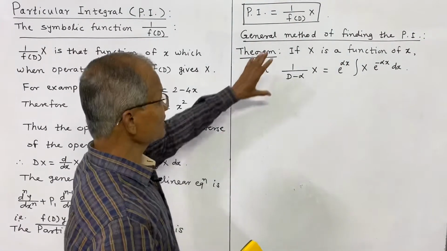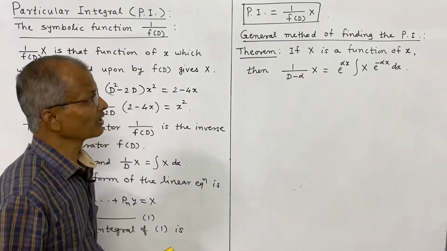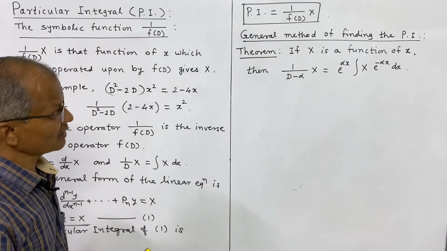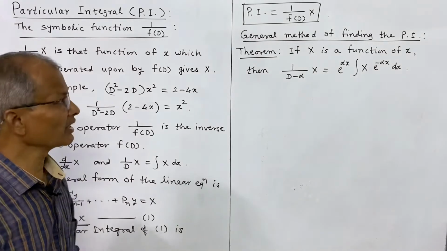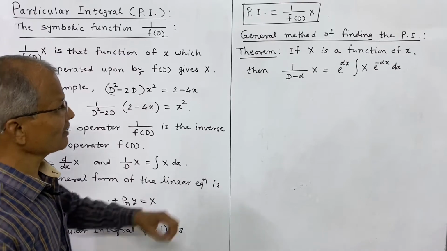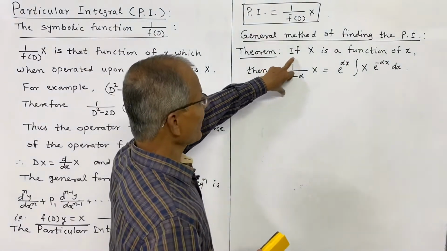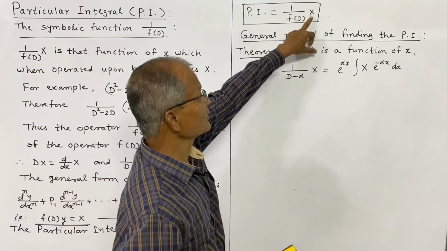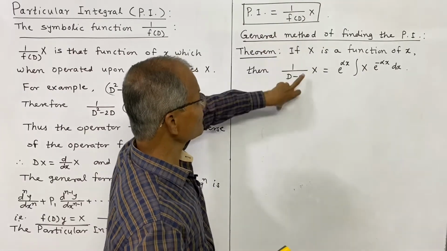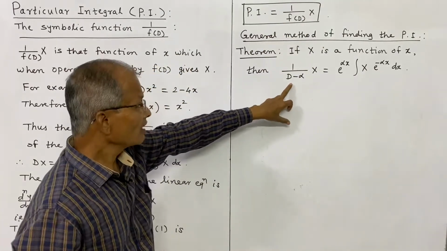Here first we shall see what is the general method to find the particular integral, and then we will see the short methods to obtain the particular integral. So this is the general method, which is stated by this theorem: if X is a function of x, then 1 upon this f of D, which we have taken as the simple form D minus alpha.